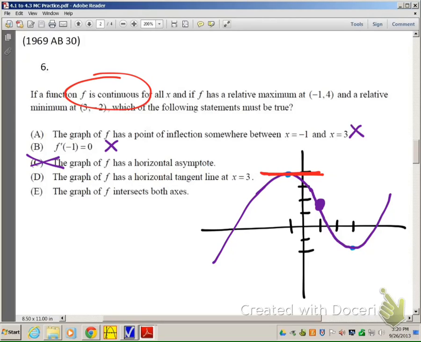The graph of F has a horizontal tangent line at x equals 3. So that's just like B. So B and D, if the graph looked like this, those would both be true. So I'm thinking no way it's going to be D as well.